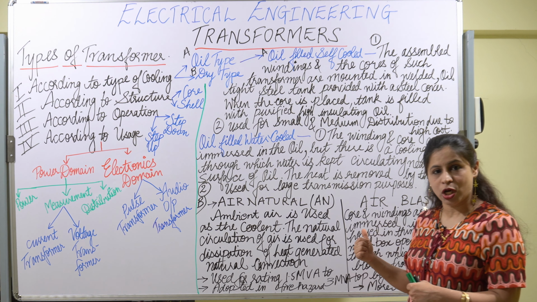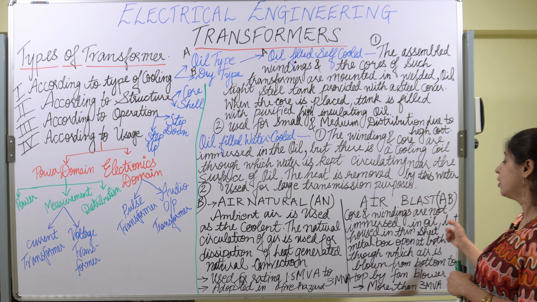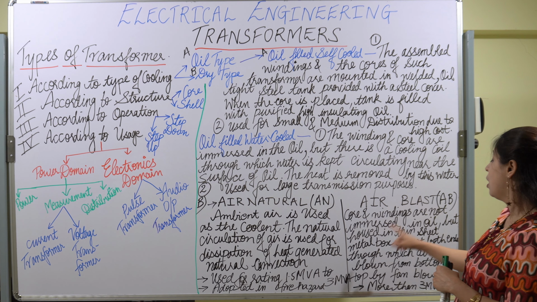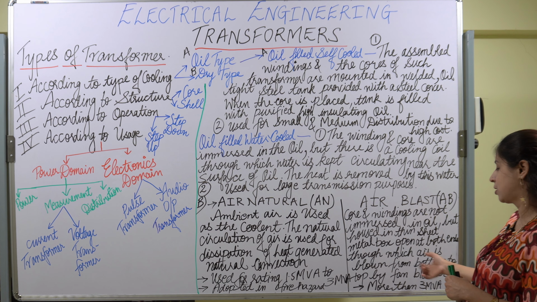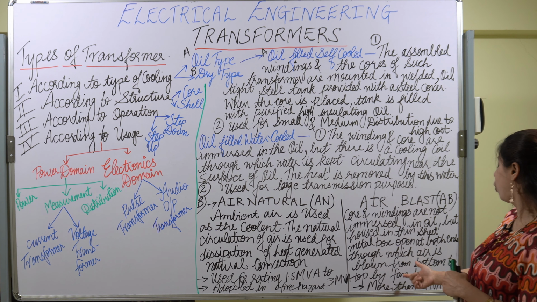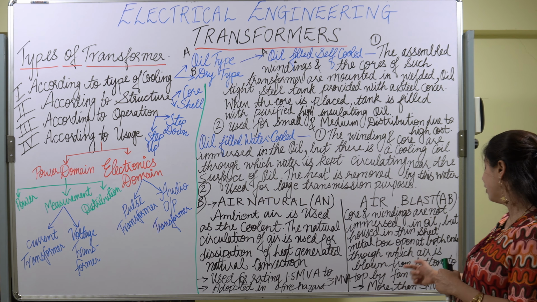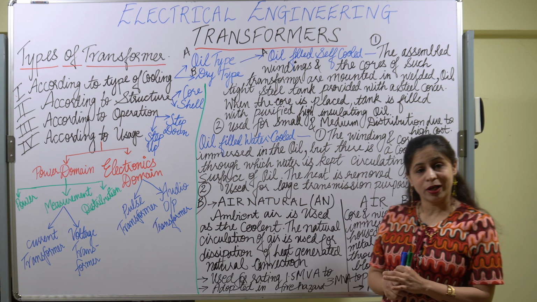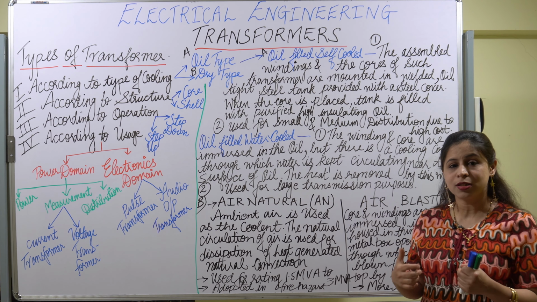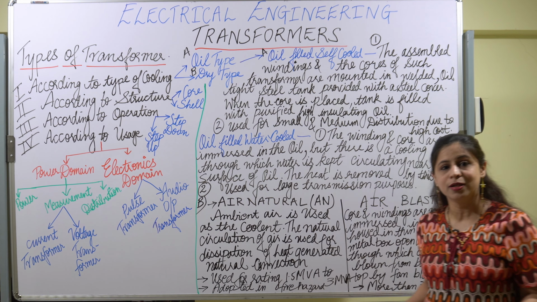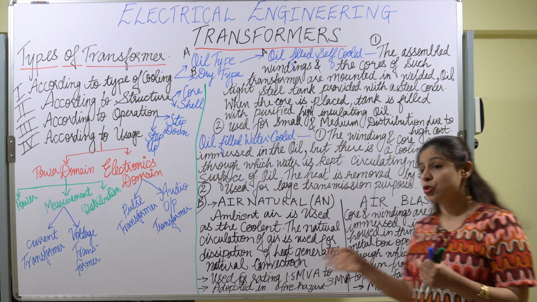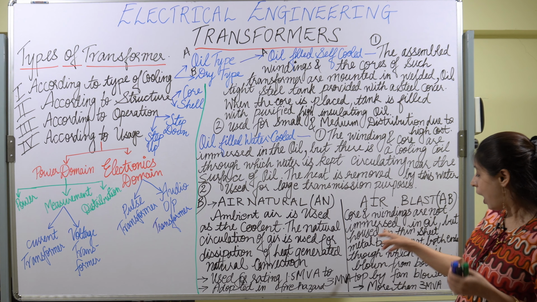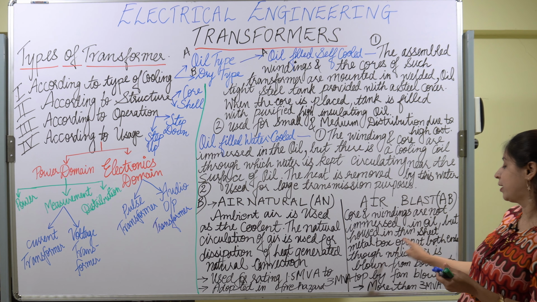In the air blast transformers, core and windings are not immersed in oil but housed in a thin sheet metal box which is open at both the ends, through which air is blown from bottom to top by a fan blower. So in this type of transformer, what is actually taking place? They are not immersed in any oil, and they are not immersed in any water. So what is being done?